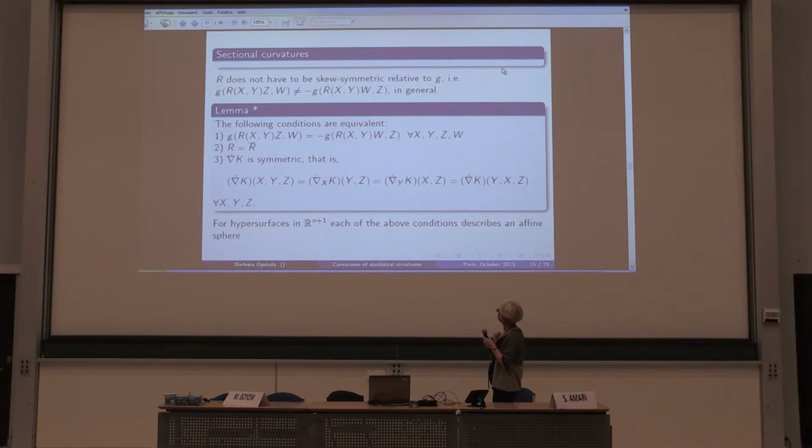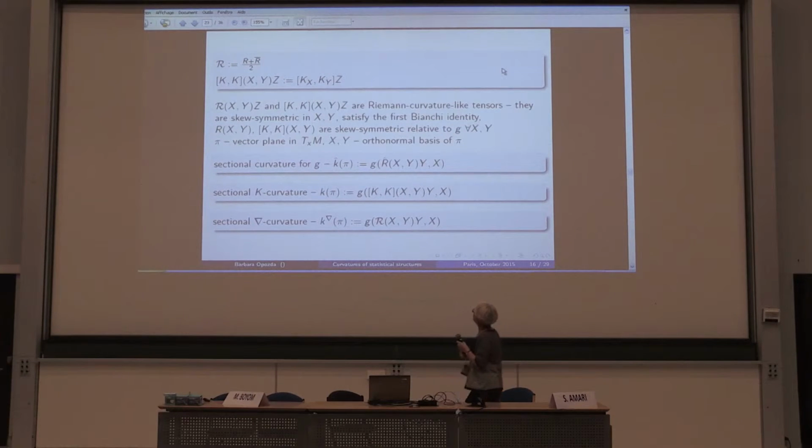The following conditions are equivalent. The curvature tensor for nabla is skew symmetric relative to G. R is equal to R bar, and nabla hat K is symmetric. So let's consider the curvature being the average of R and R bar. I denoted it by script R. And the second tensor of type (1,3), that means the bracket KK, which is defined as the commutator of KX, KY acting on Z.